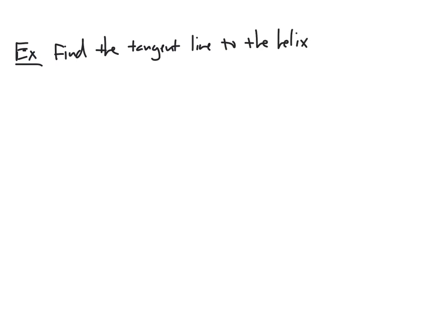So the most common application of derivatives in Calc 1 was finding the equation of tangent lines to a curve. And so that's what we're going to do here in three-dimensional space as well. So let's say we wanted to find the tangent line to the helix given by r of t equals cosine t, sine t, t.